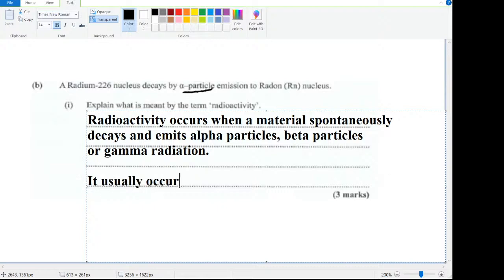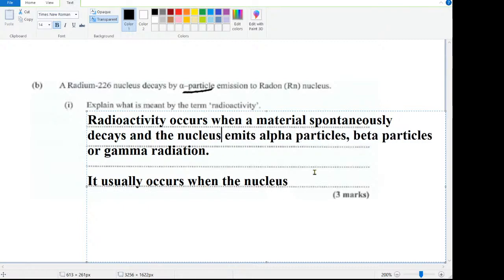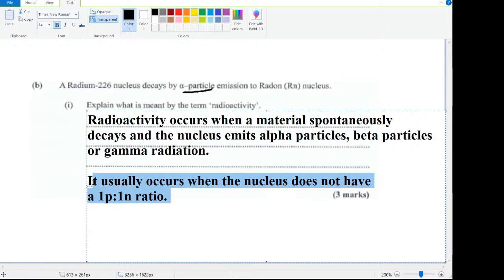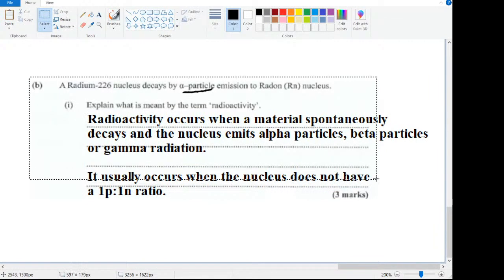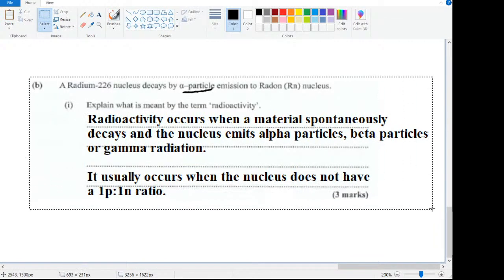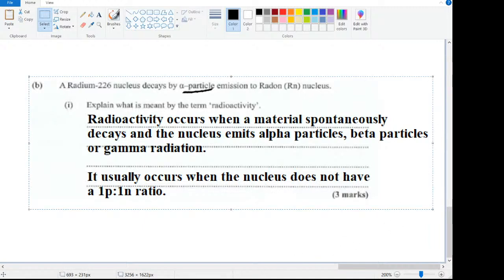It usually occurs when the nucleus, I can say any nucleus, right? When the nucleus does not have a 1 proton to 1 neutron ratio. Not always, but at least when it's closer. You don't have to put this last part. I think they just wanted you to state the different types of radiation, the fact that it is spontaneously or randomly emitted, things like that.